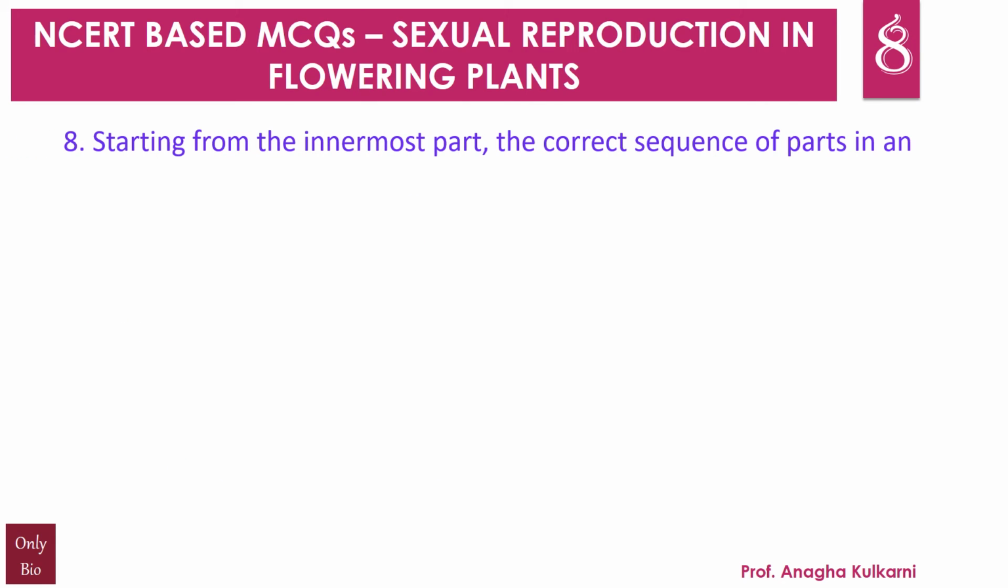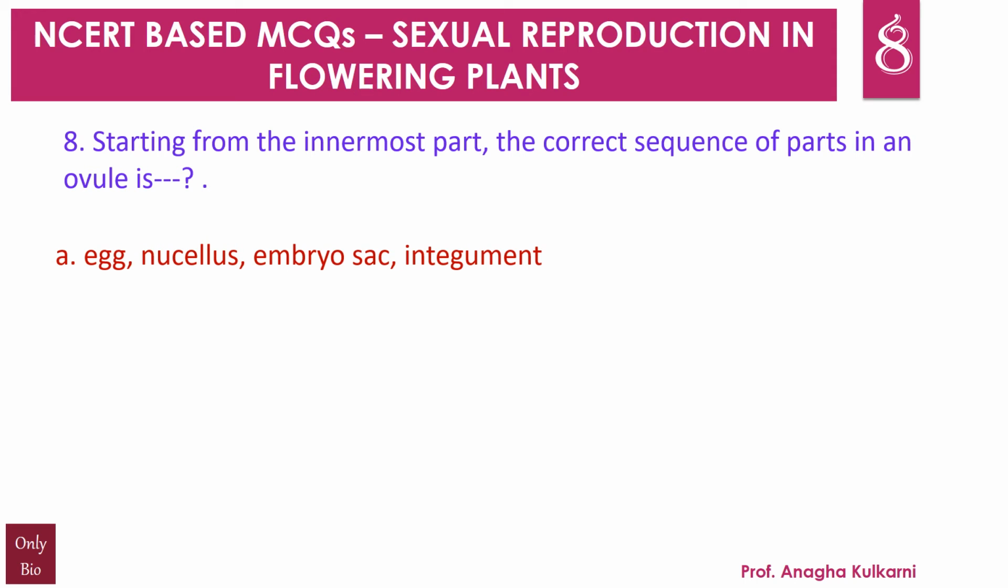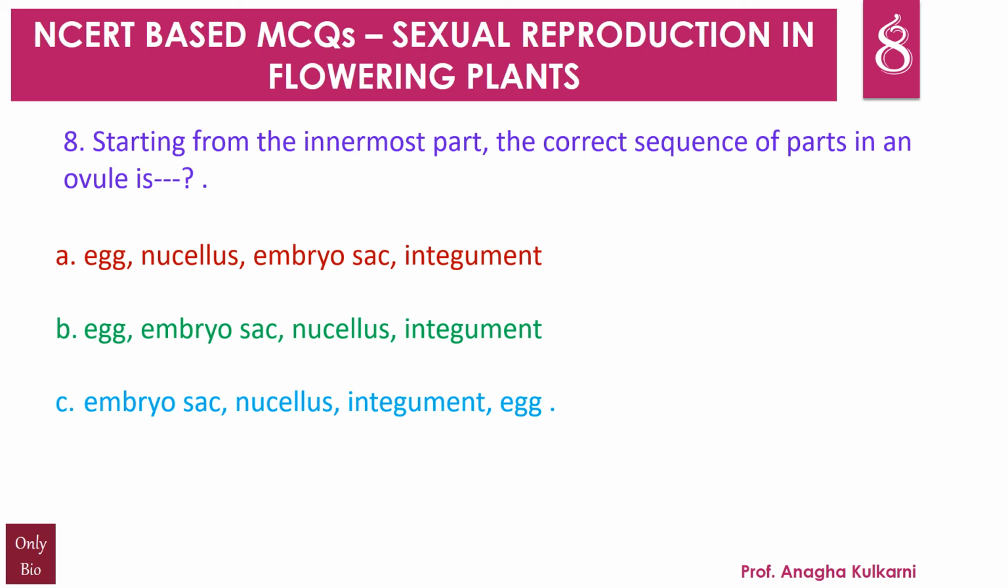Question number 8. Starting from the innermost part, the correct sequence of parts in an ovule is dash. A. Egg, nucellus, embryo sac, integument. B. Egg, embryo sac, nucellus, integument. C. Embryo sac, nucellus, integument, egg. D. Egg, integument, embryo sac, and nucellus. And the correct answer for this question is B. So starting from the innermost part, the correct sequence of parts in an ovule is egg, followed by embryo sac, followed by nucellus, followed by integument.